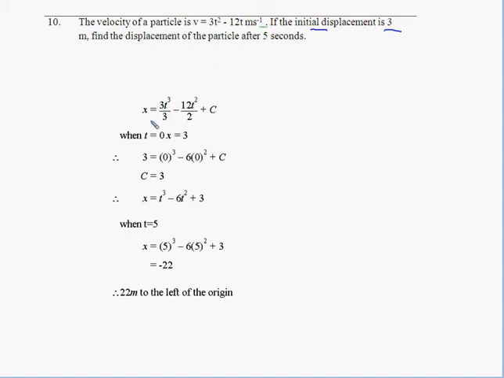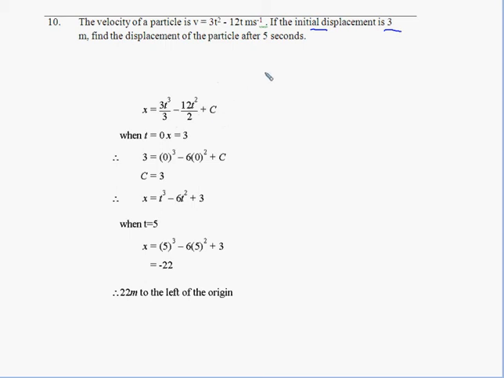So we've got to get our position statement, we've got to integrate velocity. So that's where this has come from. 3t squared becomes 3t cubed on 3, and 12t becomes 12t squared on 2. We've got to find our constant of integration. We can't forget about that.